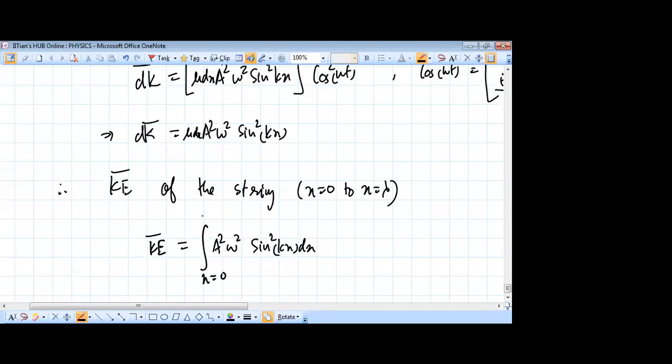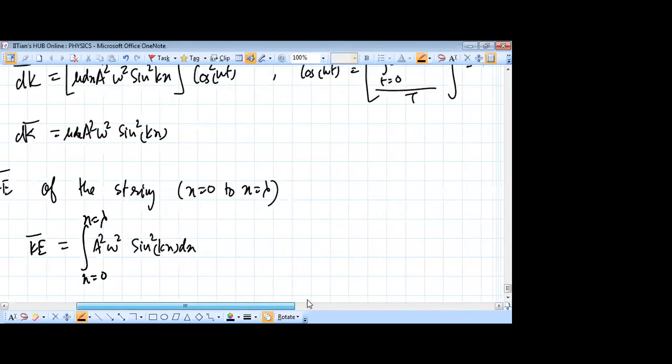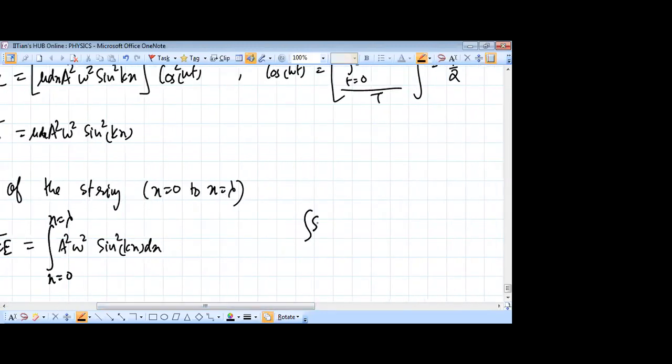Now again you can see that the integration of sine square kx dx from x equal to 0 to x equal to lambda, we can write as the average value of sine square kx into lambda. So that is going to be lambda by 2. Okay, so no need to do this integration. You know that it will give you lambda by 2.